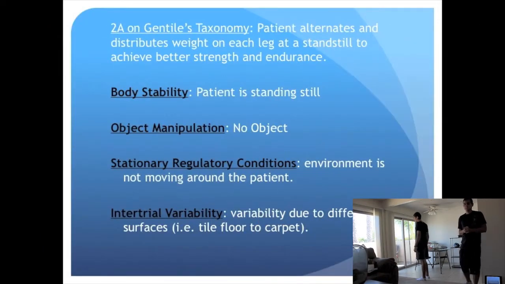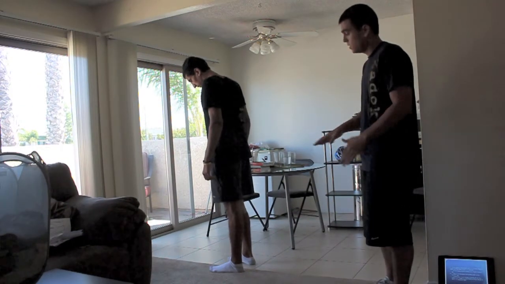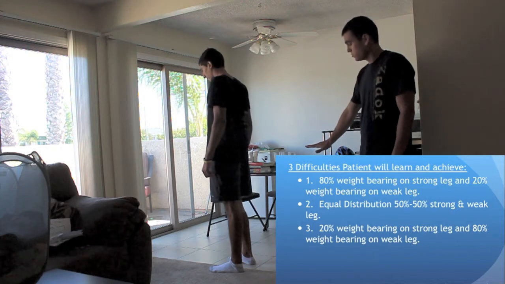2A in Gentile's taxonomy, in which we still have body stability, so we're still standing stationary. There's no object involved, so it's just purely you standing still, and then the environment is not dictating how you move, so therefore we're in stationary regulatory conditions, just like we've been throughout this whole rehab process. As well as there will be intertrial variability due to the change in surfaces. As you can see here, we have carpet as well as tile.